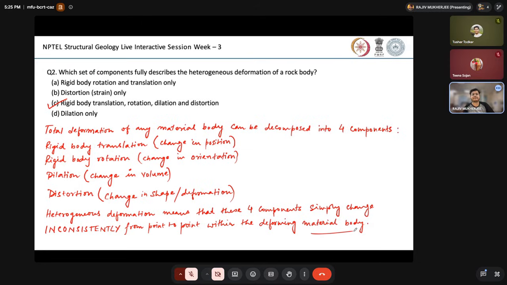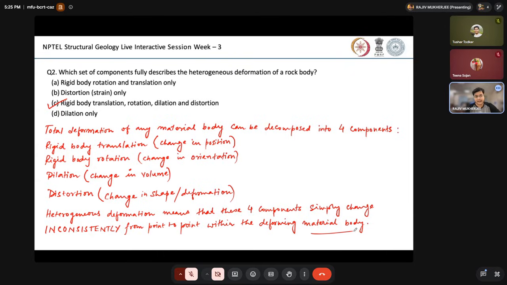That's it. So any deformation essentially will involve either all of them or some of these four components, because these four components are the ultimate end members of a deformation event. So any material that is changing its position, so of course rigid body translation, change in the orientation is of course rotation. Dilation means changing the volume itself, and distortion means the overall shape, the overall geometry, is being changed.